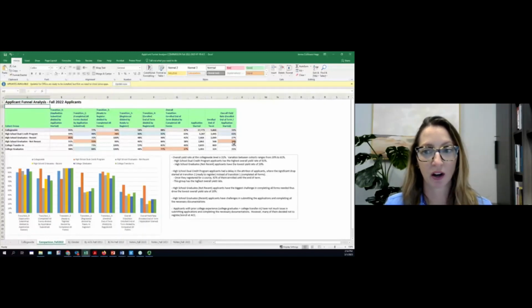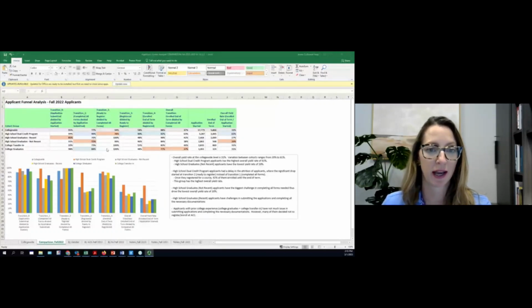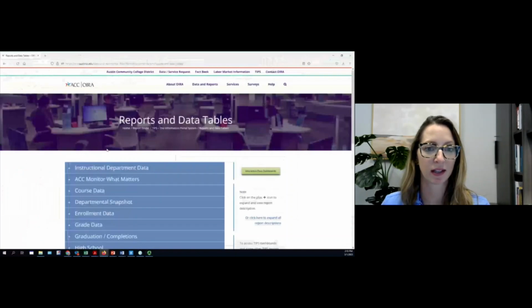On the low end are our not recent high school graduates with 20% yield compared to that 33% overall. And they really struggle here on the completed all forms stage where they're at 55%. So this helps us think about the different needs of students and where they maybe get stuck in this process of moving towards enrollment.